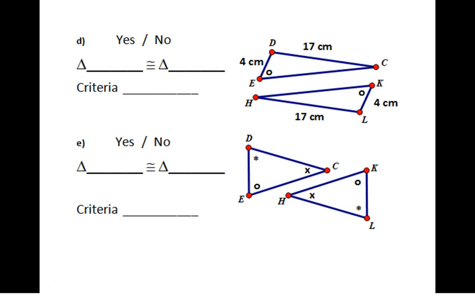Okay. Next one, I have a pair of sides that are equal, a pair of sides that are equal, and a pair of angles that are equal. So you might be saying, okay, great, side, angle, side. But remember, the order matters. This angle is not in between the two sides, so this is a no. Same thing for letter E. I have 3 pairs of angles. That's another one that does not work.